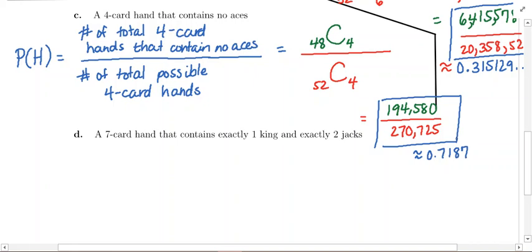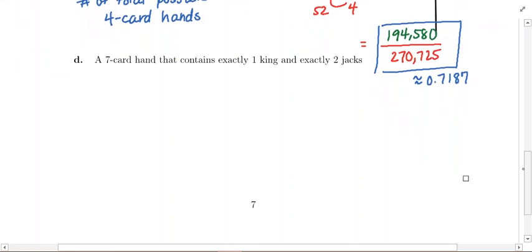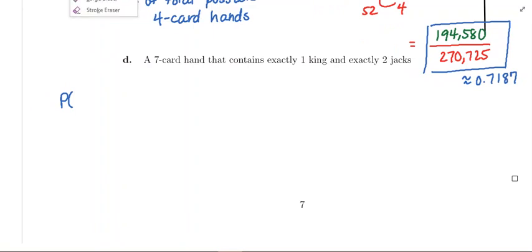All right, let's move on to the last one, okay? Hopefully you're getting the hang of how to do these. It's just taking the counting one extra step to form the probability. In part D, we're going to be dealing with a 7-card hand, and we want that 7-card hand to contain exactly 1 king and exactly 2 jacks, okay?